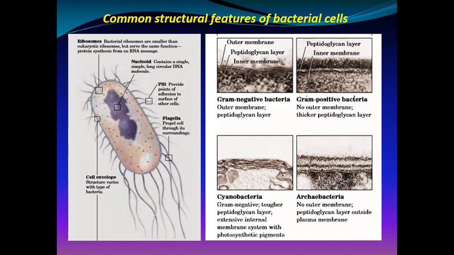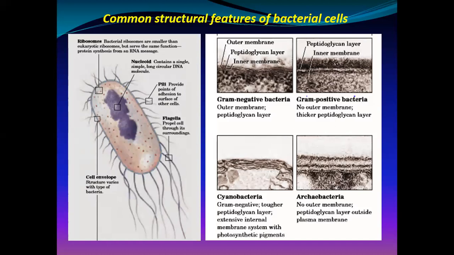And then you come to cyanobacteria, which is gram-negative. It has a tougher peptidoglycan layer, right? An internal membrane system with photosynthetic pigments. Okay, you can see that cyanobacteria come under phototrophs. So phototrophs have the ability to synthesize their own nutrients, right? Because of the photosynthetic pigments in cyanobacteria. And then when you come to archaebacteria, they live in extreme conditions. I told you, no outer membrane, a peptidoglycan layer outside, and they have a plasma membrane.